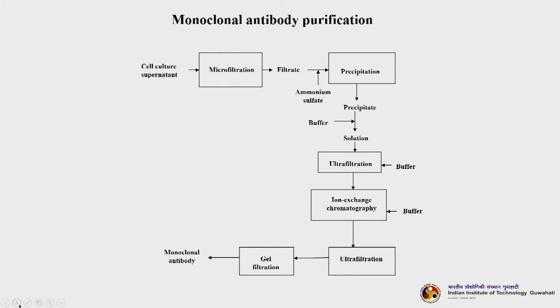Let us understand how a monoclonal antibody, which is a protein, can be separated using a bioseparation technique, of course membrane technology. Monoclonal antibodies are usually present in the cell culture supernatant, with an initial purity of almost 6 to 9%. Initially, you will pass it through microfiltration so as to remove most of the other solutes which are not of interest. Then it goes to precipitation using ammonium sulphate, and to that precipitate you add some buffer and then go for ultrafiltration.